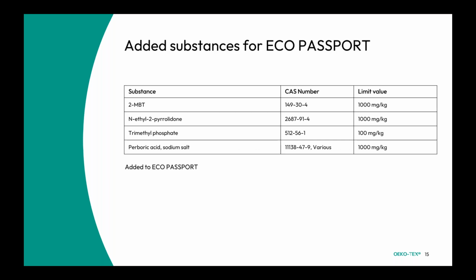And there are some substances that have only been added for the OEKO-Passport, but not the Standard 100 or leather standard, which are 2-MBT, the NEP, which we touched upon a little bit before, both at 1,000 milligrams per kilogram as a limit value. We also have the trimethyl phosphate, which was added with 100 milligrams per kilogram, as well as certain paraboric acid and sodium salt with 1,000 milligrams per kilogram.